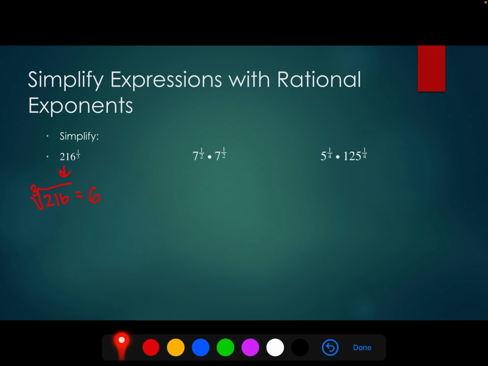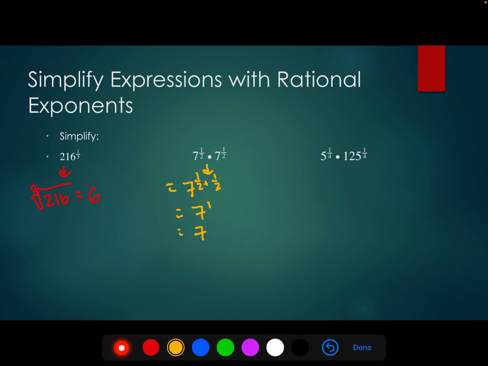Now let's take a look at this one right here. We have 7 to the 1/2 power times 7 to the 1/2 power. So here we need to use our rule that for products of the same base, we add those exponents. So this can become 7 to the 1/2 power plus 1/2, right? Because when we multiply powers of the same base, we add those exponents together. So this ends up being equal to 7 to the 1st power, and that's just equal to 7.